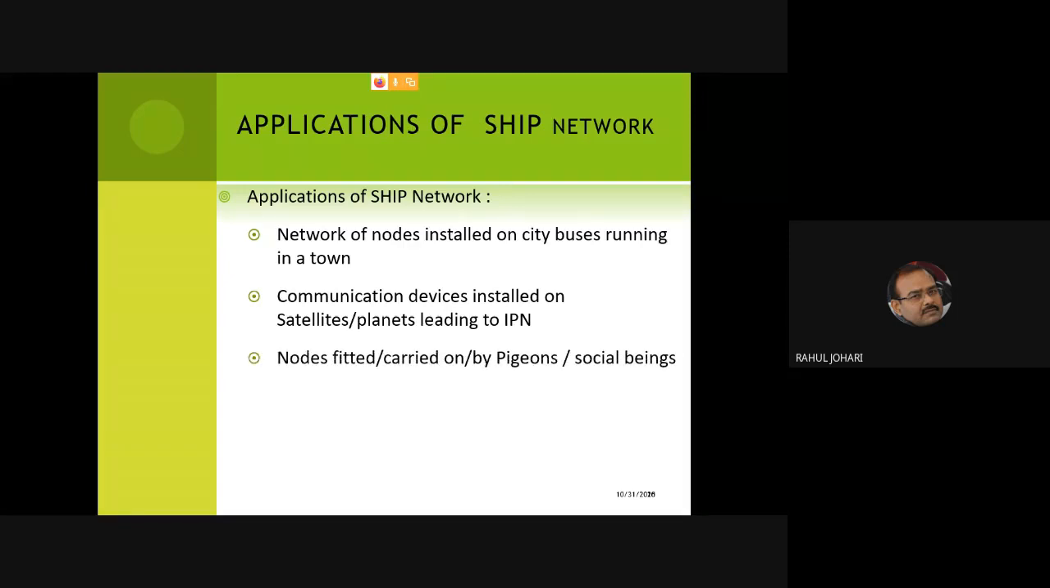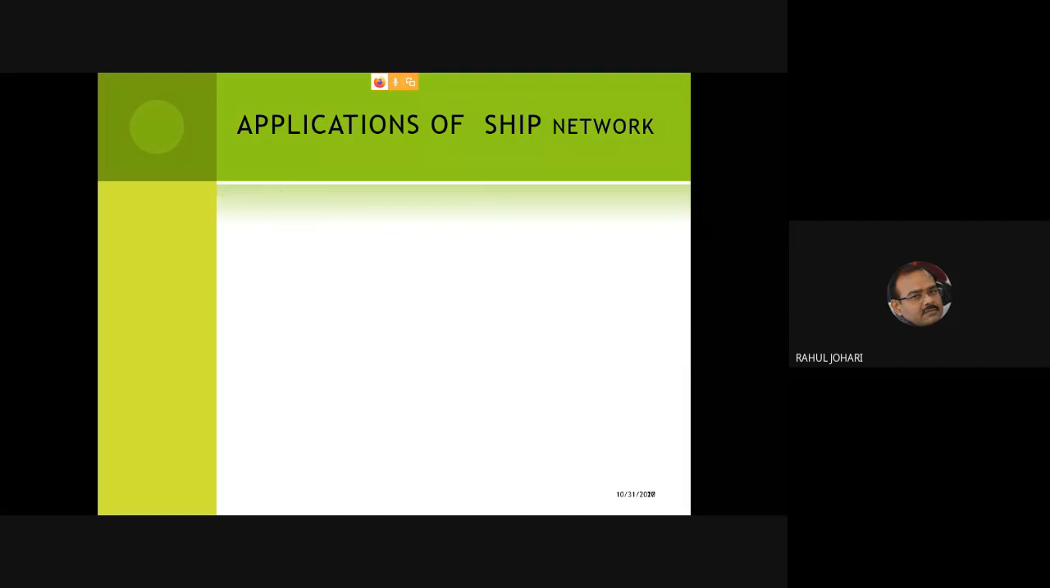Another application: nodes fitted on human beings as such. We ourselves are the social carriers. When we move around, so does our smartphone, so do our laptops. They can act as a good carrier of messages, and since they're moving around, their mobility will help in the transmission of messages in the ship network. Or we simply mount the devices onto the human beings themselves, so they act as a good carrier of messages.